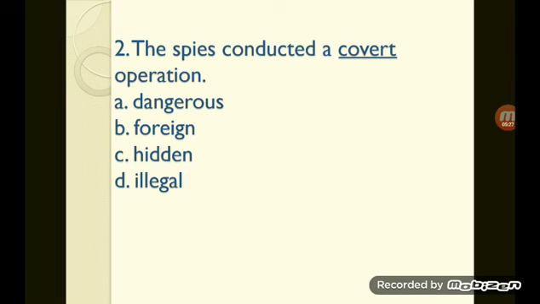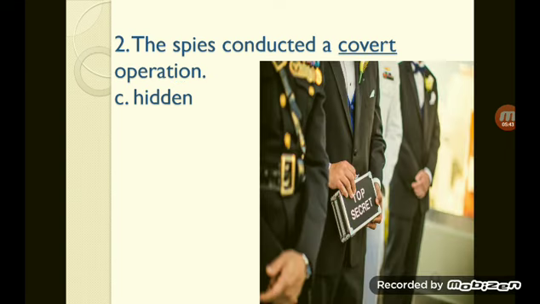Covert reminds you of the word cover. Cover means to hide. So the spies do not conduct open operations. Covert could mean hidden. Let us see. The spies conducted a hidden operation.